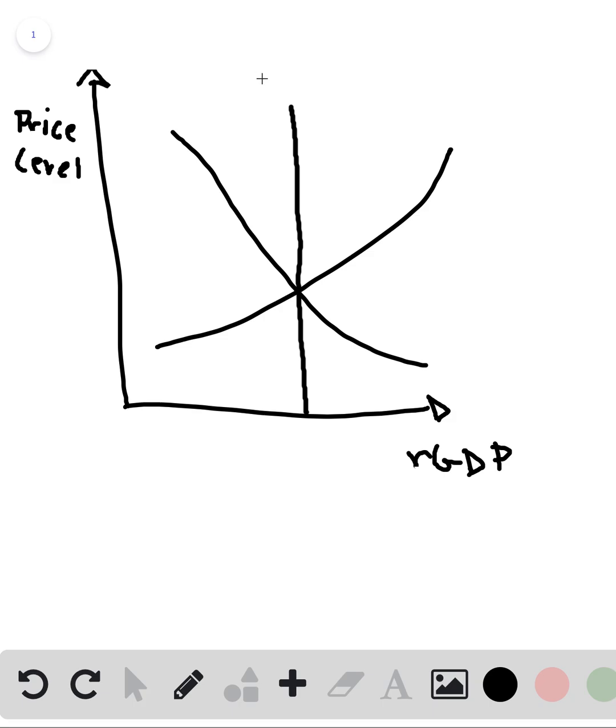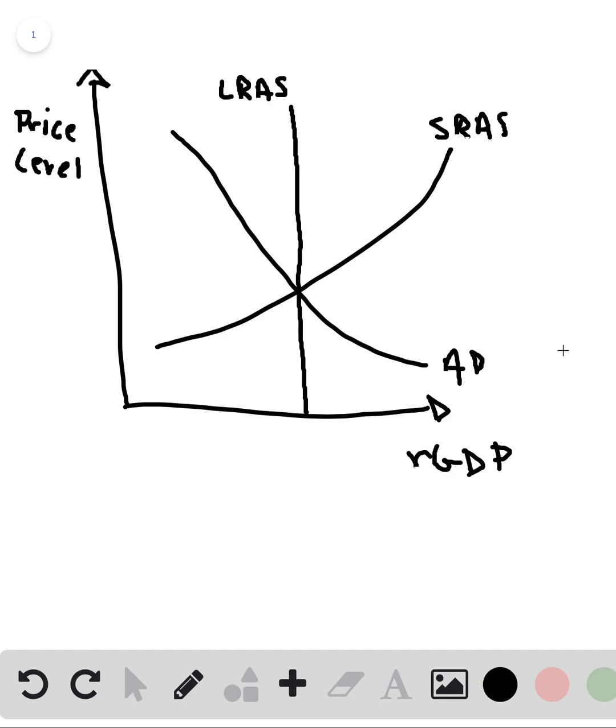Okay, so the vertical curve is our long-run aggregate supply curve. This upward sloping curve is our short-run aggregate supply curve. And this downward sloping curve is our aggregate demand. Okay, now we have our visual setup. Let us look at the question.